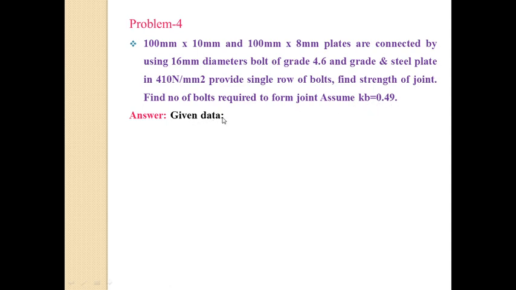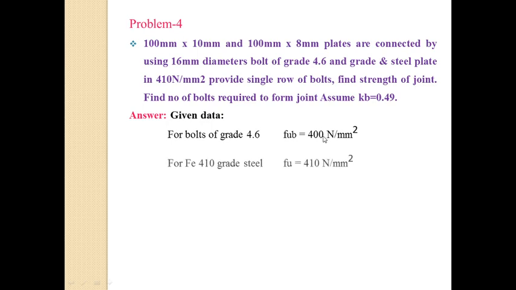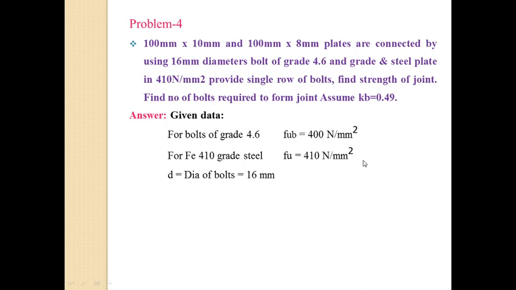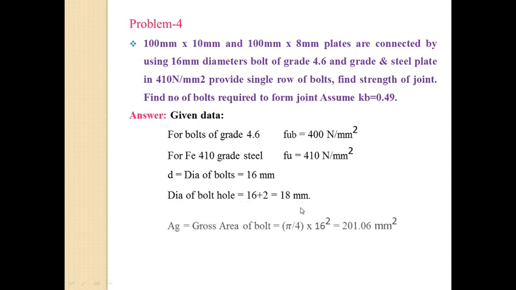So let us see the given data. First, bolt grade is given, that is 4.6. So FUB we can calculate by using this grade, that is 400 Newton per mm square. Then plate grade is given, that is 410. So Fu is equal to 410 Newton per mm square. Diameter of bolt is given, that is 16 mm. So we can calculate the diameter of bolt hole, that is 16 plus 2, 18 mm.